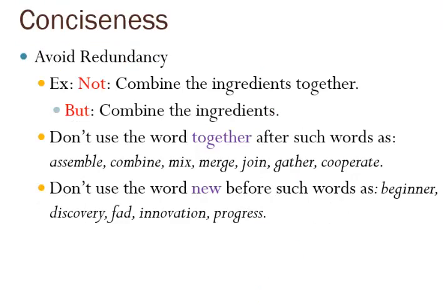Conciseness, which is part of Vigor, includes avoiding redundancies. I think we've already discussed this, which is a little ironic, I guess. Try to avoid saying combine the ingredients together, rather say combine the ingredients. A good trick would be don't use the word together if you've already used words that mean together, like assemble, combine, mix, merge, join, gather, cooperate, which all really imply together.